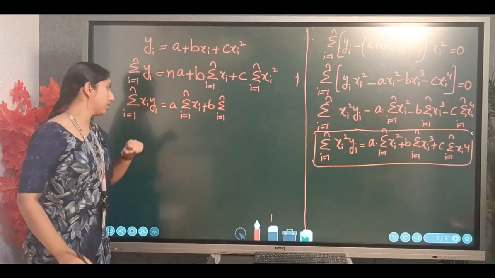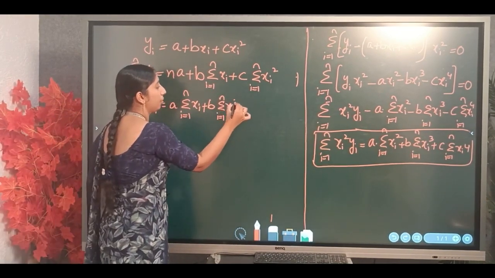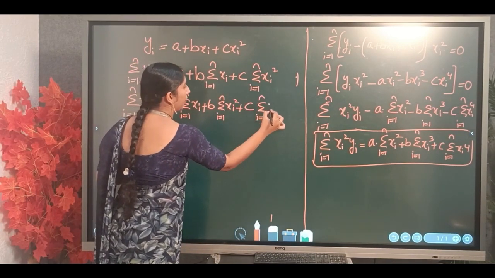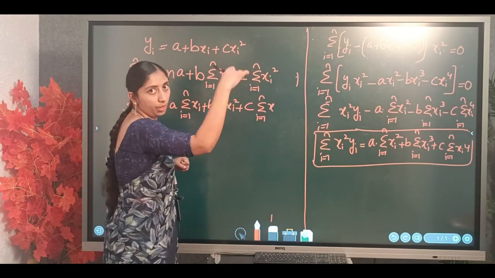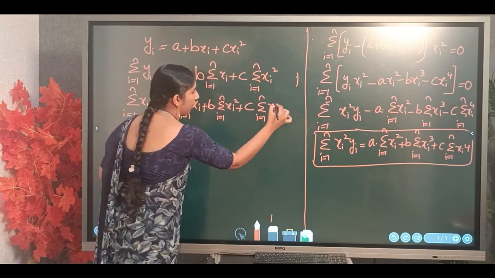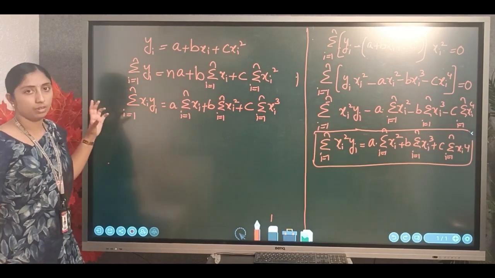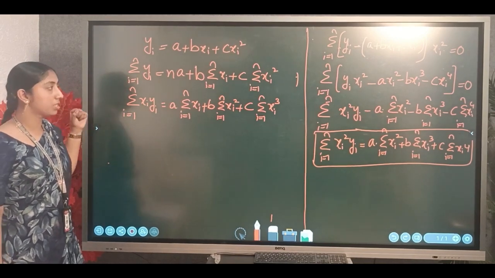We are multiplying with xi. What will we get? xi square. In the same way, c into summation i is equal to 1 to n. Here already xi square is there; we are multiplying with xi. What will we get? xi cube. This equation we will get when we equate dou s by dou b is equal to 0.